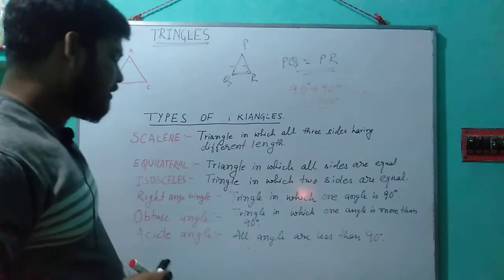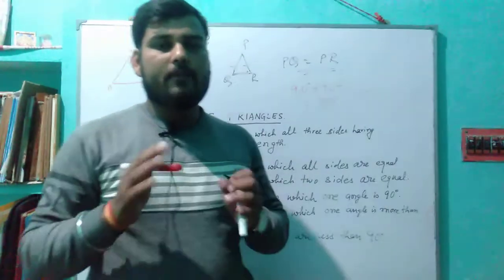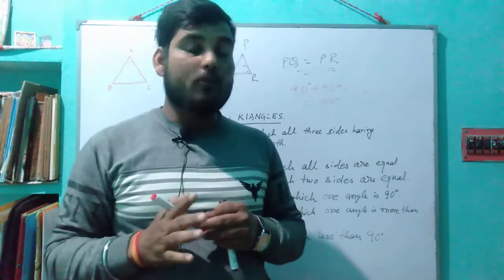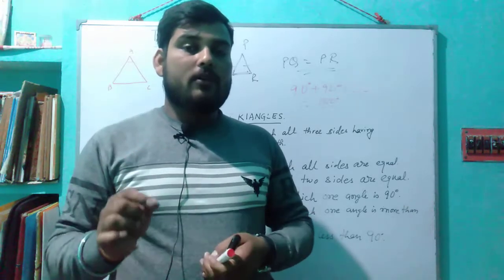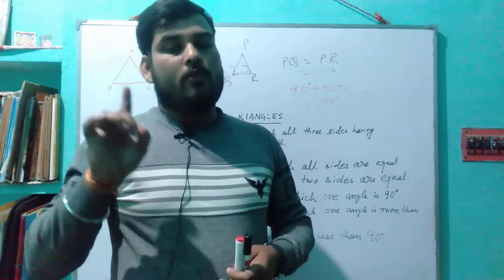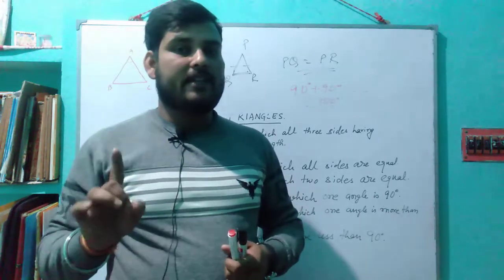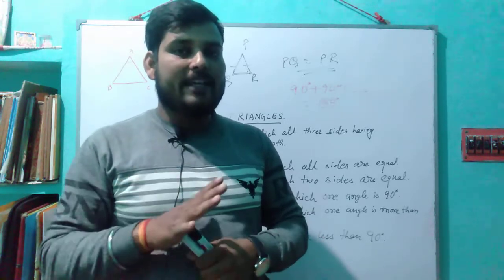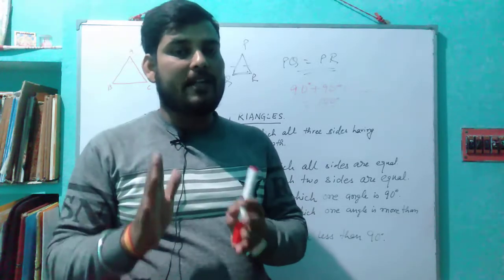Next, obtuse angle triangle. A triangle in which one angle is more than 90 degrees. Okay, in which any one angle is more than 90 degrees, it will be an obtuse angle triangle. And one thing you should keep in your mind: in a triangle, it is only possible to have only one angle which is more than 90 degrees. Two such angles cannot be there in a triangle, right? Two obtuse angles may not be there in that triangle.